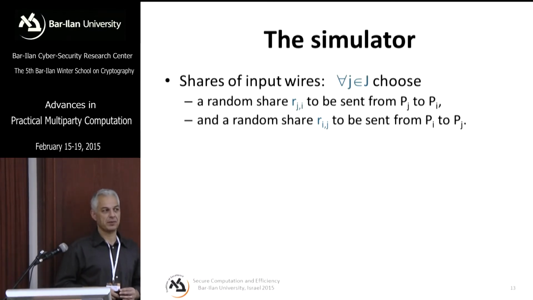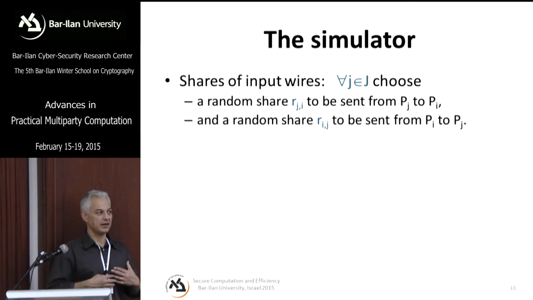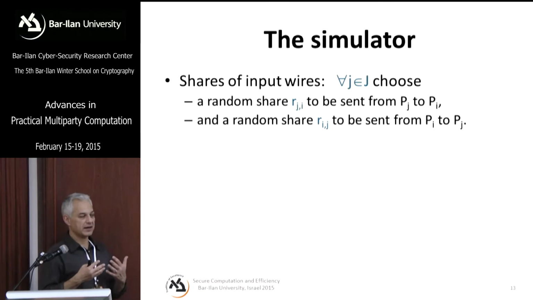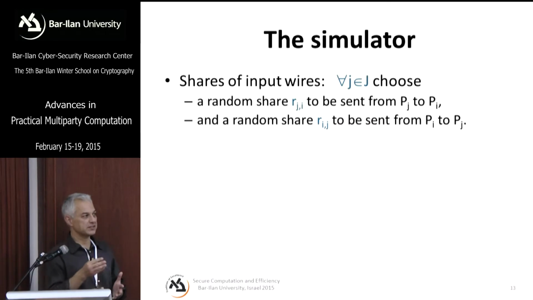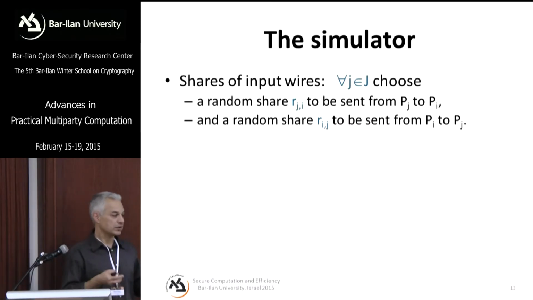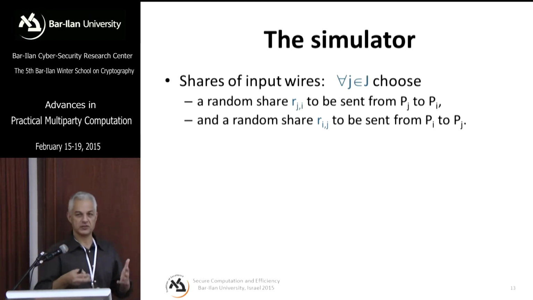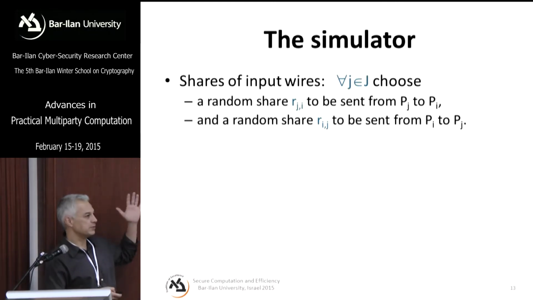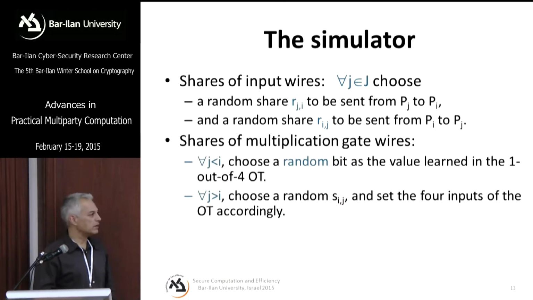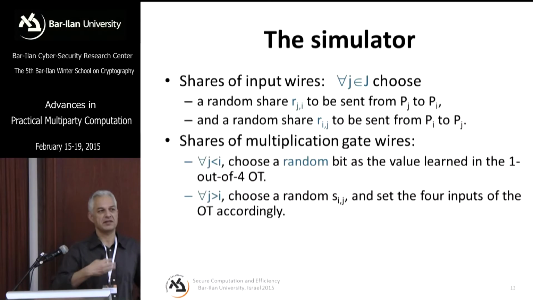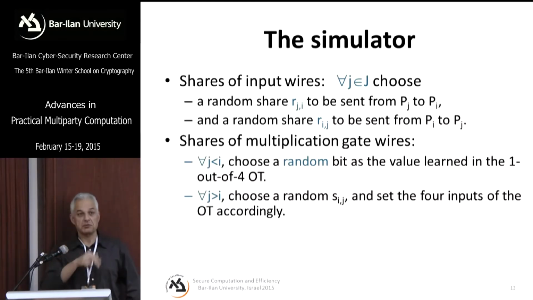What about the shares that the parties in J receive from Pi? In the actual execution, Pi sends each of the other parties random values. Therefore, it's easy to simulate this, because the simulation will also send random shares from Pi to each of the other parties, and they'll have the same distribution as in the original protocol. What about addition gates? We don't have to care about them. There are no messages sent for addition gates. Everything is done internally.